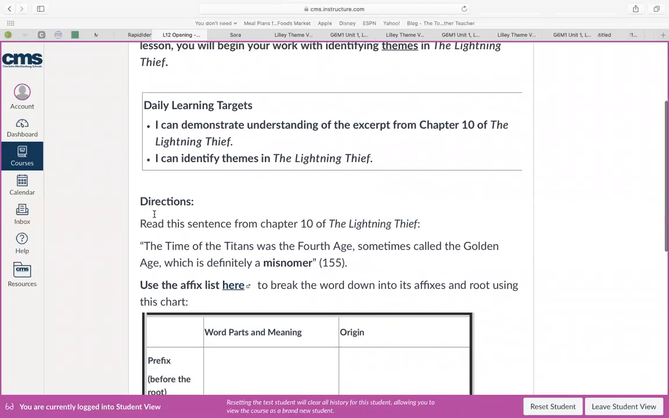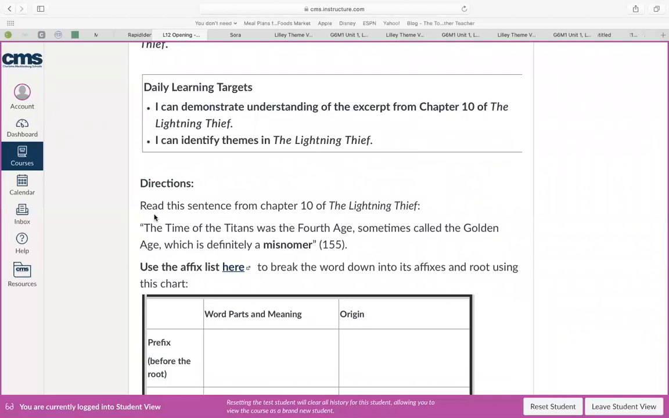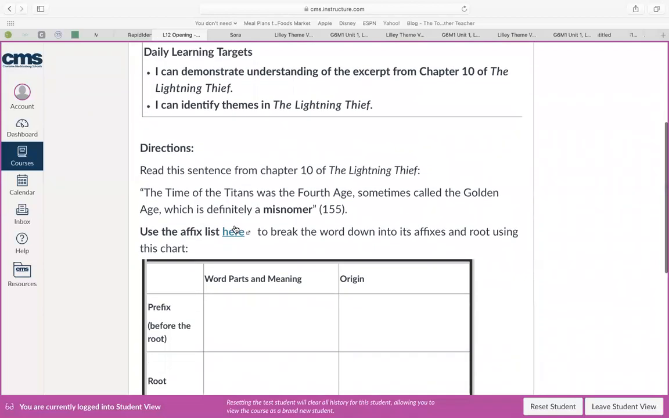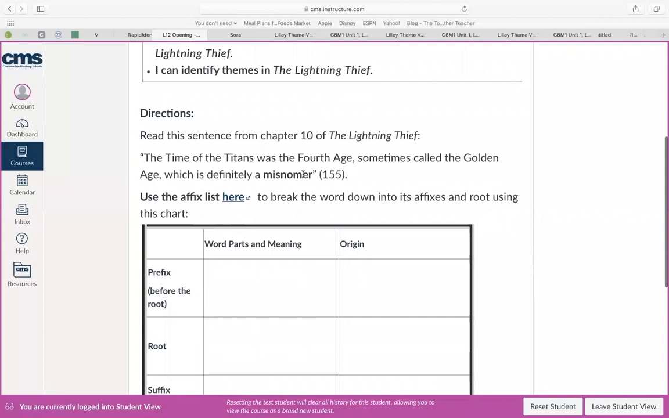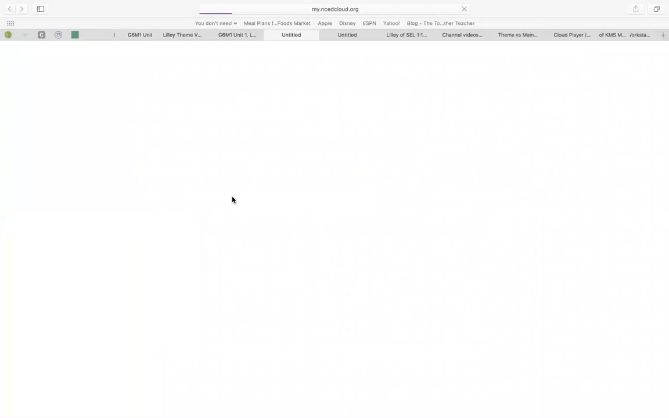And our directions for our entrance ticket say, read this sentence from chapter 10 of The Lightning Thief. The time of the Titans was the 4th age, sometimes called the Golden Age, which is definitely a misnomer. So we wanted to use our affix list to try to break down the word misnomer. So I click on the word here to open my affix list.